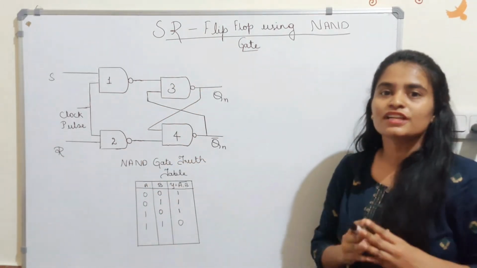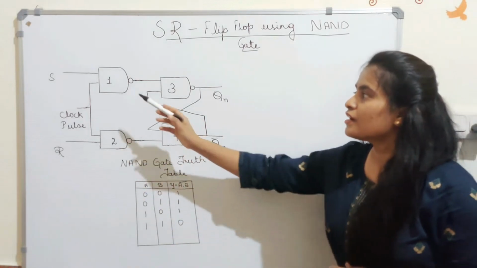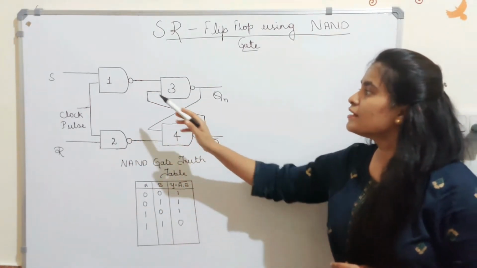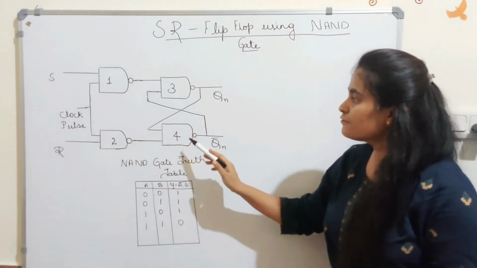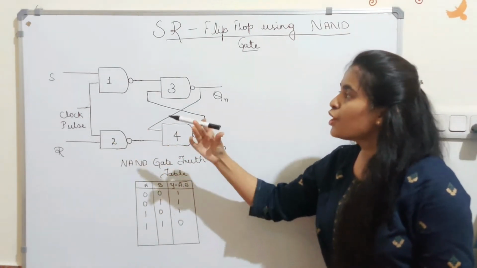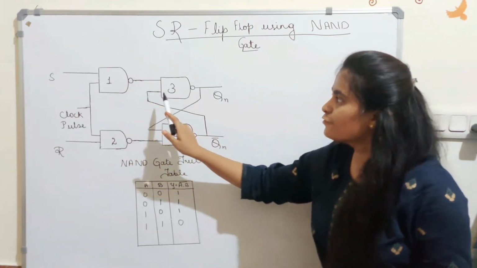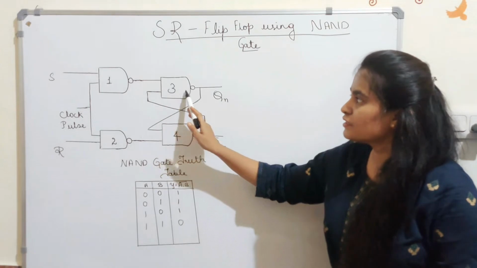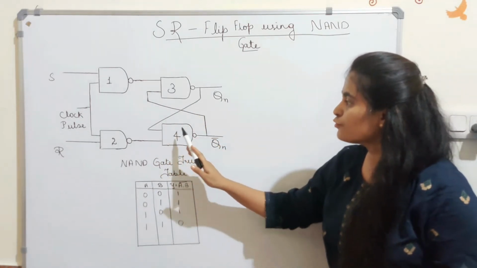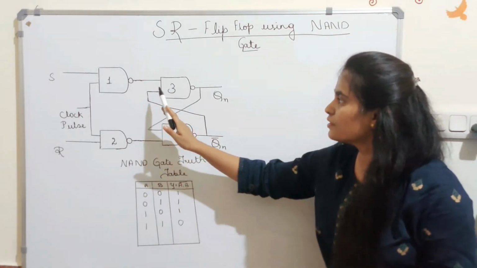Now let's move on to the construction of this particular circuit. There are 4 NAND gates present, where the first and second NAND gates are connected to the clock pulse. The third and fourth NAND gates form a latch, wherein the output of the first NAND gate falls as an input to the third NAND gate, where the second input of this third NAND gate is taken from the output of the fourth NAND gate. You can see a closer look over here.